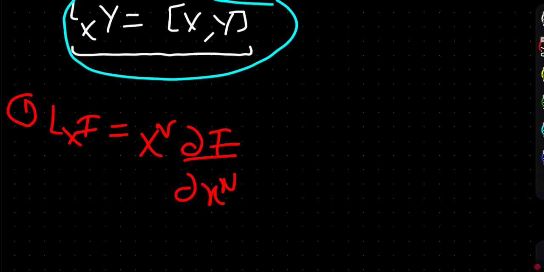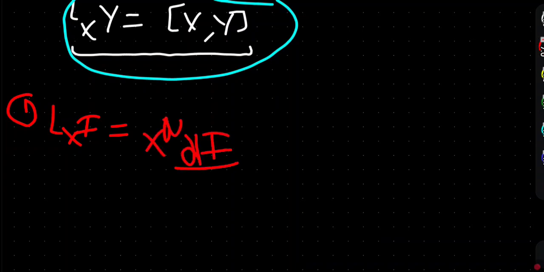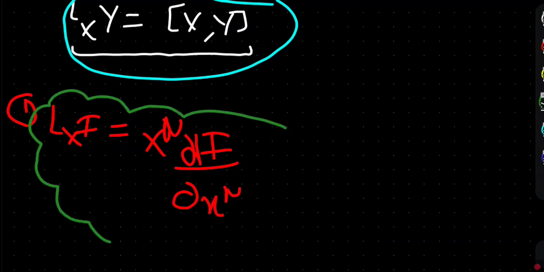And here you have to be careful with the indices. Let me write the indices. So this is X^mu and del f divided by del x^mu. So this is how we define the first result.